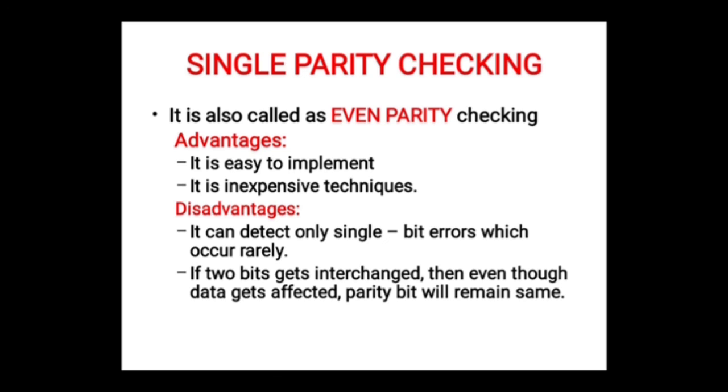If two bits get interchanged, even though the data gets affected, the parity bit will remain the same. For example, if our two bits 1 and 0 become 0 and 1, the number of ones in both cases will remain the same. So parity will be the same, but we will not be able to catch that, that is, where the error is.